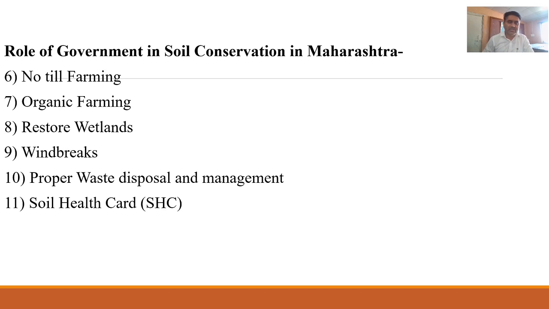Next one is no-till farming. As you know that tillage is necessary for farming, no doubt, but there are some problems regarding tillage. Once the soil bonding or the soil cohesiveness is disturbed, soil is easily eroded, and that's why new techniques have been developed by the government of Maharashtra. That's no-till farming, no any type of cultivation. It is also called zero budget farming.